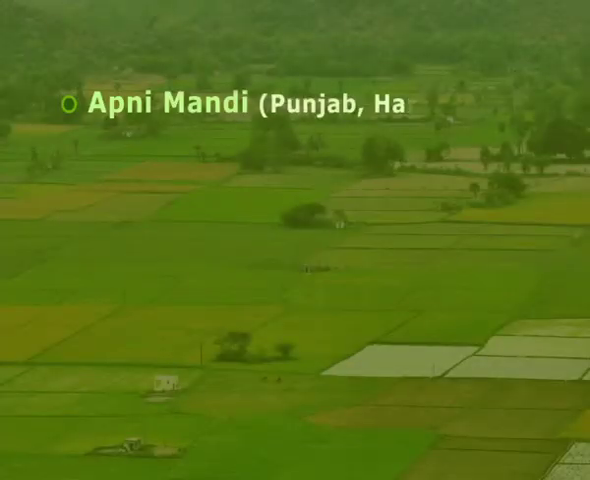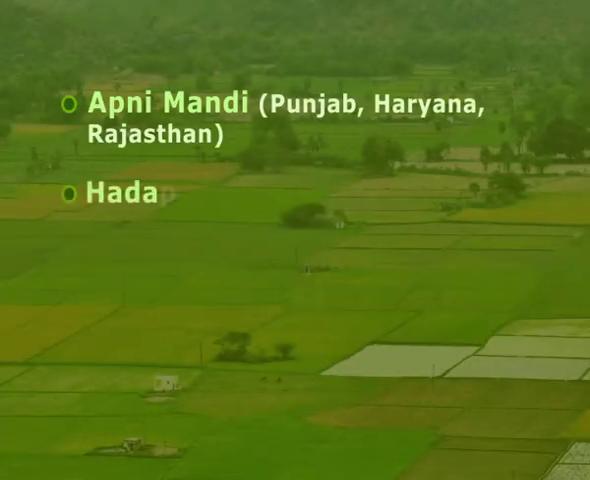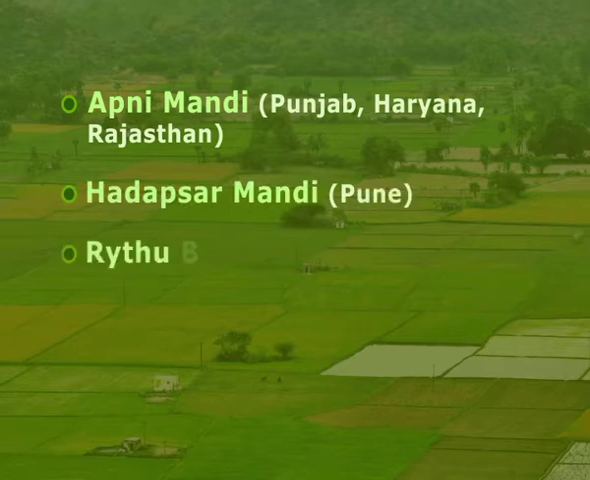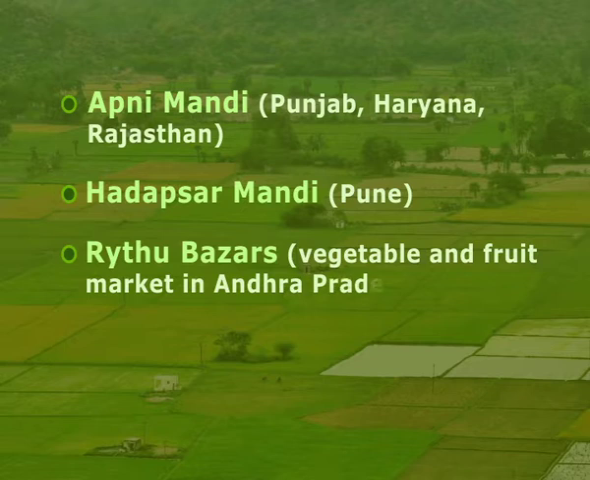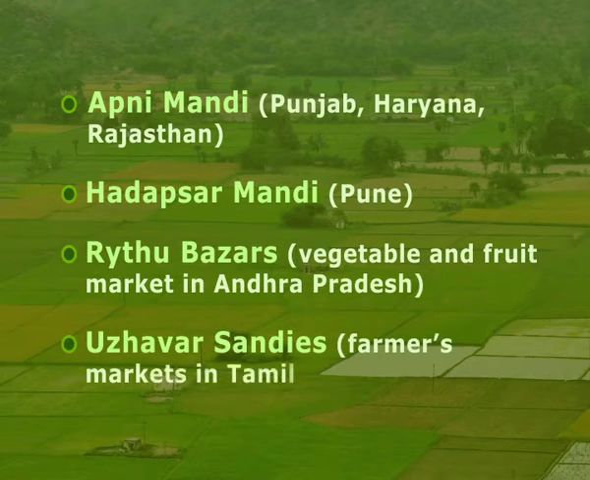It has been realized that if farmers directly sell their produce to consumers, it increases their share in the price paid by the consumers. Some examples of these channels are Apni Mandi in Punjab, Haryana and Rajasthan, Hadapsar Mandi in Pune, Rythu Bazaars of vegetable and fruits market in Andhra Pradesh and Uzhavar Sandhais farmers market in Tamil Nadu.